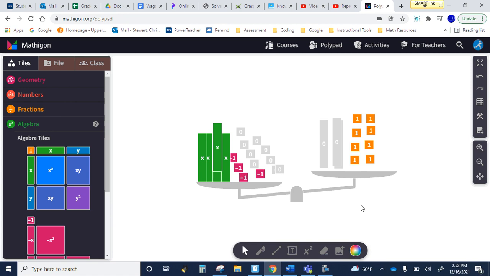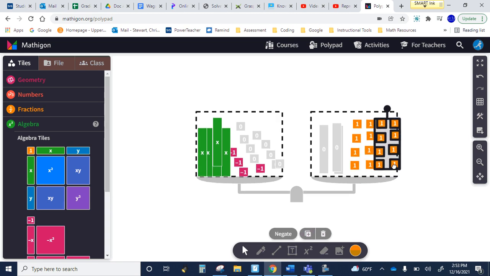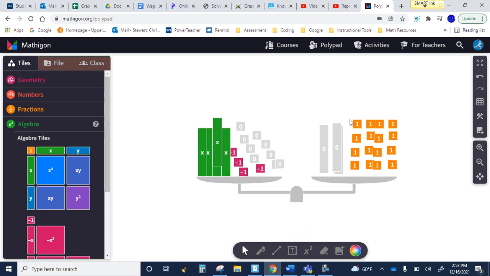Now, because we added 8 tiles to the left, we need to do that to the right-hand side. So let's duplicate that. Okay, and I'm just going to move this around a little bit to make some space. Okay, so far so good.